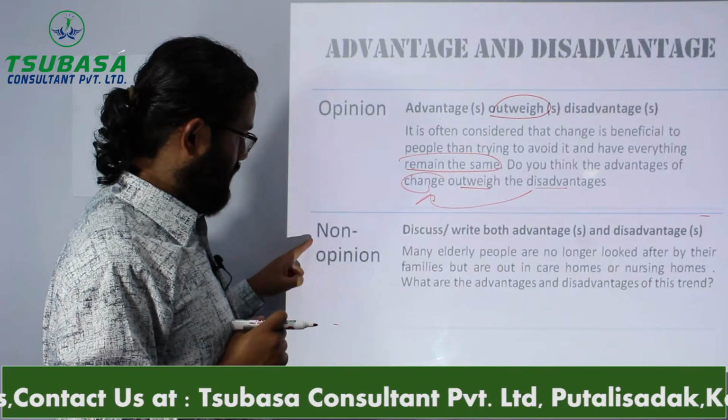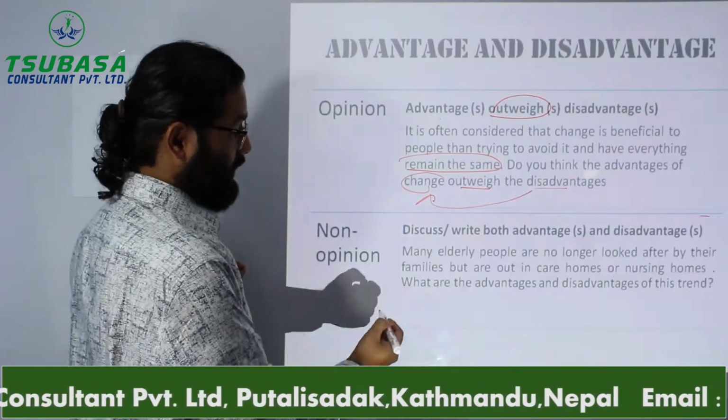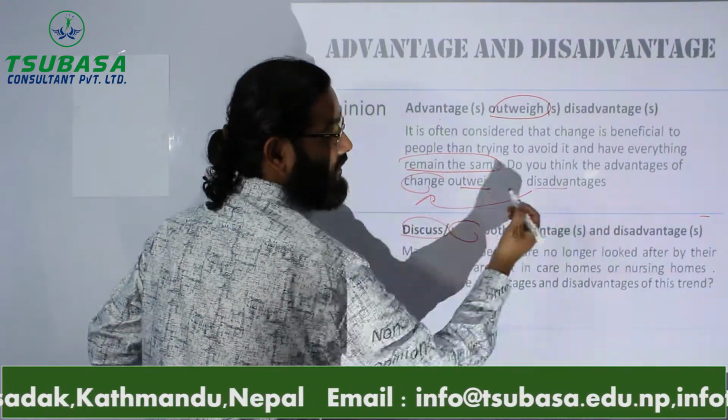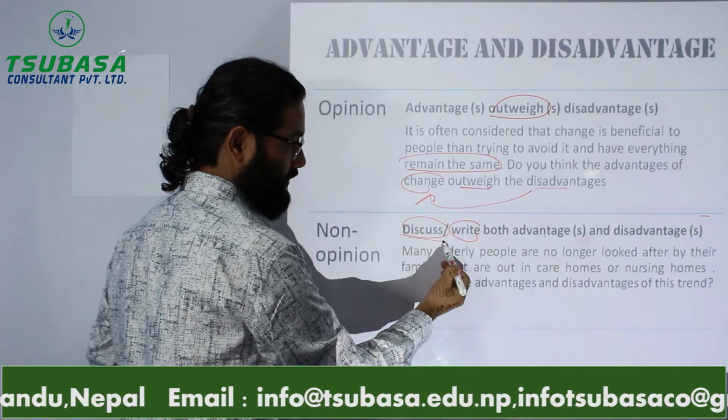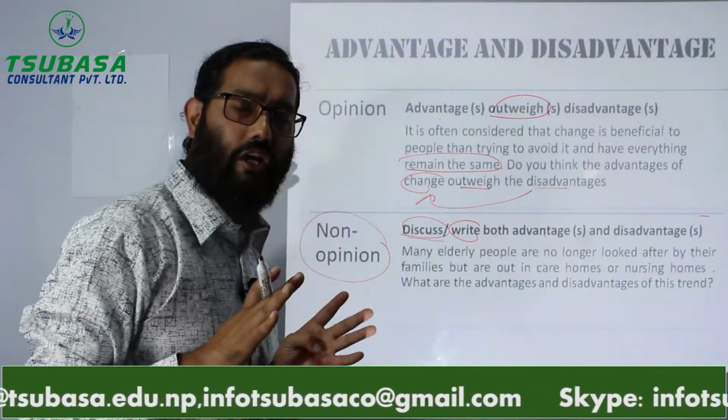Now let us move on to non-opinion. How do you identify this type of essay? It means discuss or write both advantage and disadvantage. If you get this kind of question, you're dealing with non-opinion. So you cannot express your opinion.